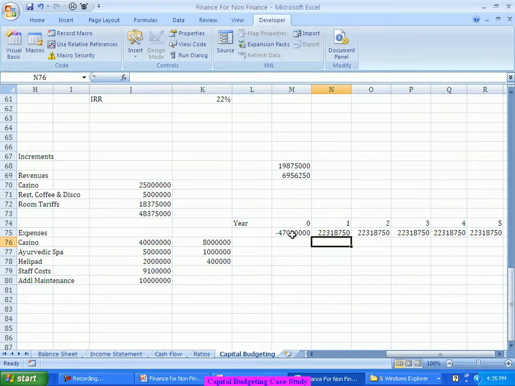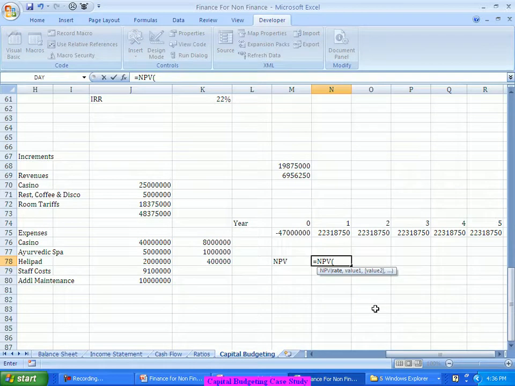Which means I'm investing 4.7 crores in the first year. I'm getting 2.2 crores in each of the years. This is looking more realistic. So assume casino will give only 2.5 crores, not 25 crores. Then we would have made profit in the first year itself, super profit. So let's say these are the numbers. Then what is the NPV in this case? With the same 15% expectation, what is the NPV? Is it positive or negative?